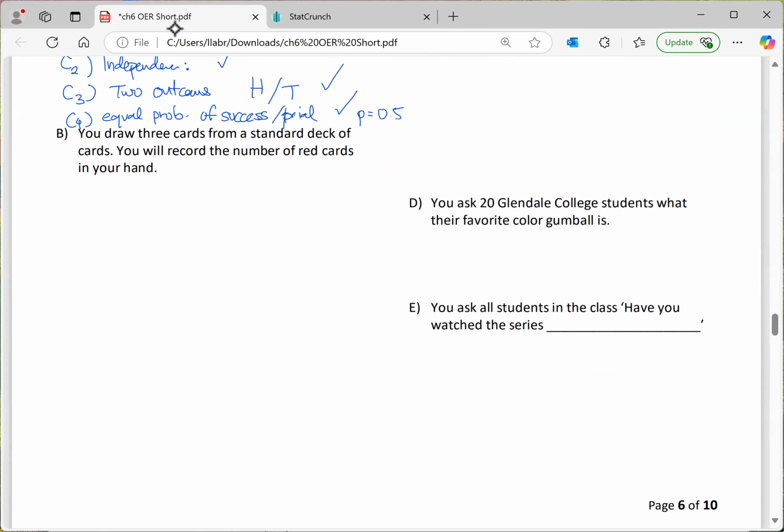All right, B, you're going to draw 3 cards from a standard deck of cards, and you record the number of red cards in your hand. So pause the video and see if you can work through this one. This one's a little bit challenging. We'll go ahead and see why. All right, so hopefully you tried this already. Let me write these in.